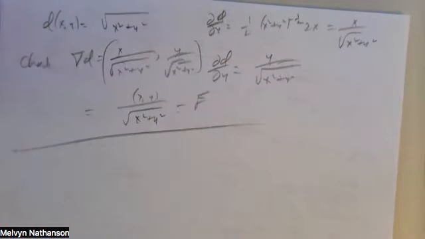So we found that the vector field f is conservative, and we computed a potential function for it. Let me pause for a moment so you have a chance to look at this, and if you have a question, this is a really good time to ask a question.